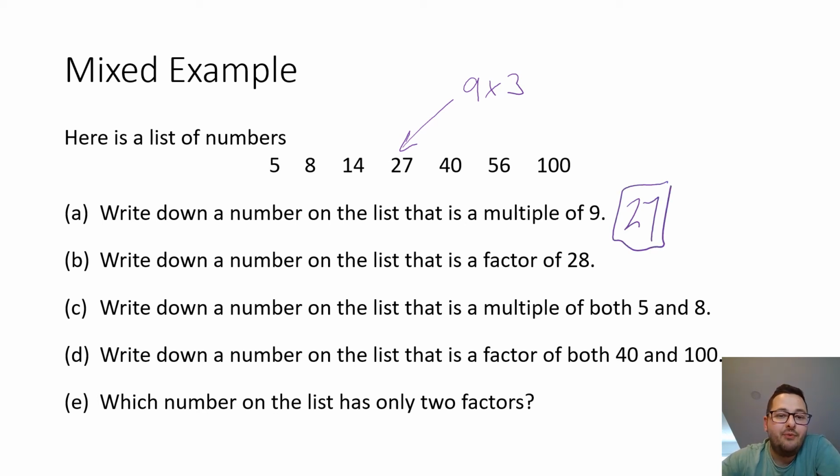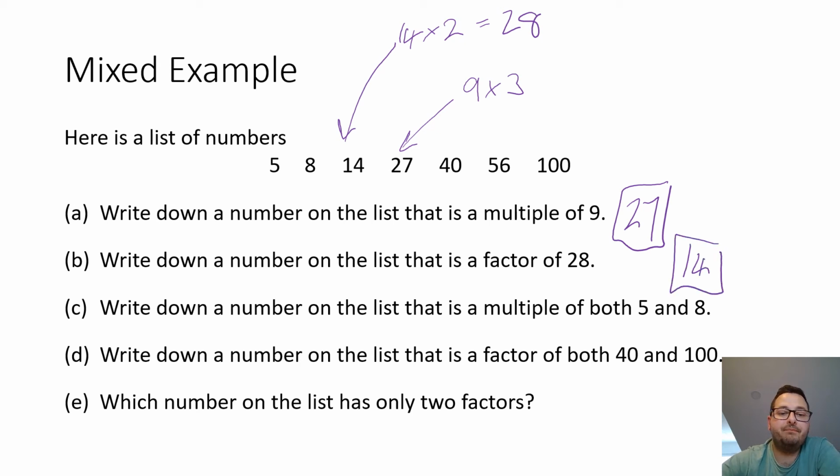Part B says, write down a number on the list that is a factor of 28. So I'm looking at a number that will be multiplied with something else to get 28. And I'm noticing that 14 times 2 would give me 28. So 14 is a factor of 28.